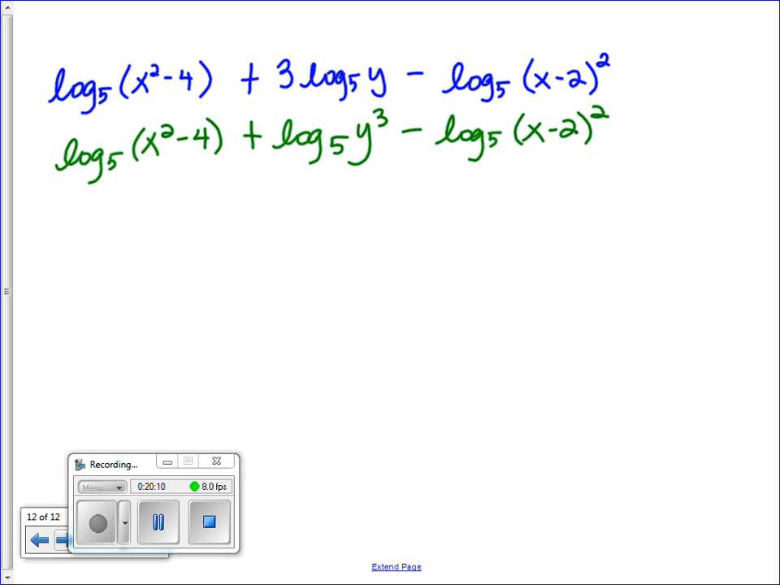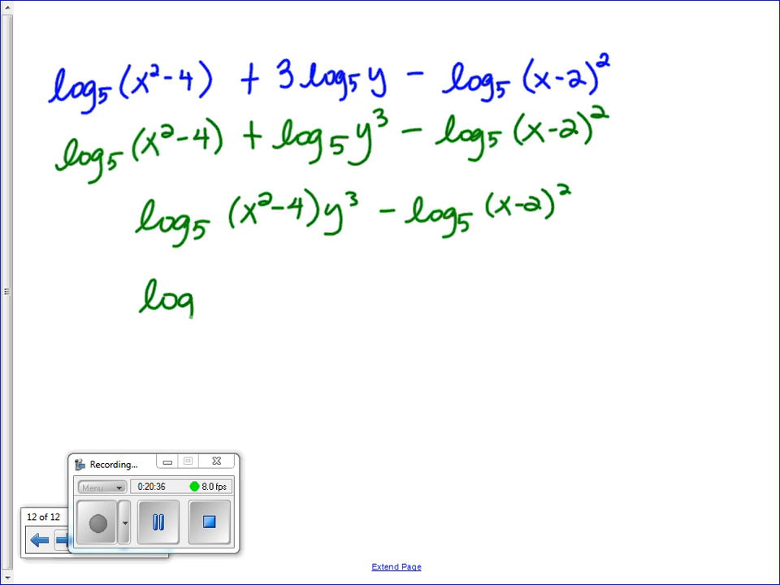Okay, what does this addition mean? You're multiplying these two together. So that's log base 5 of x squared minus 4 y cubed. And what does that subtraction mean? Yeah, you're dividing it. Log base 5 of x squared minus 4 y cubed over x minus 2 squared.